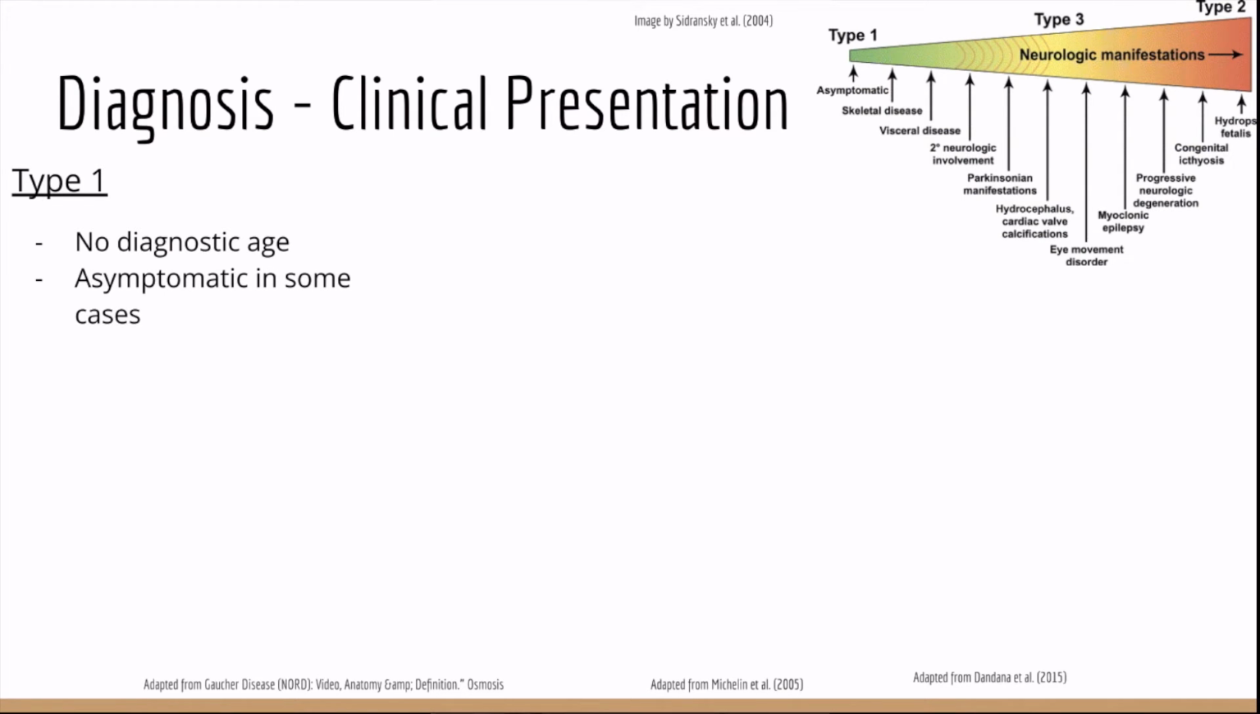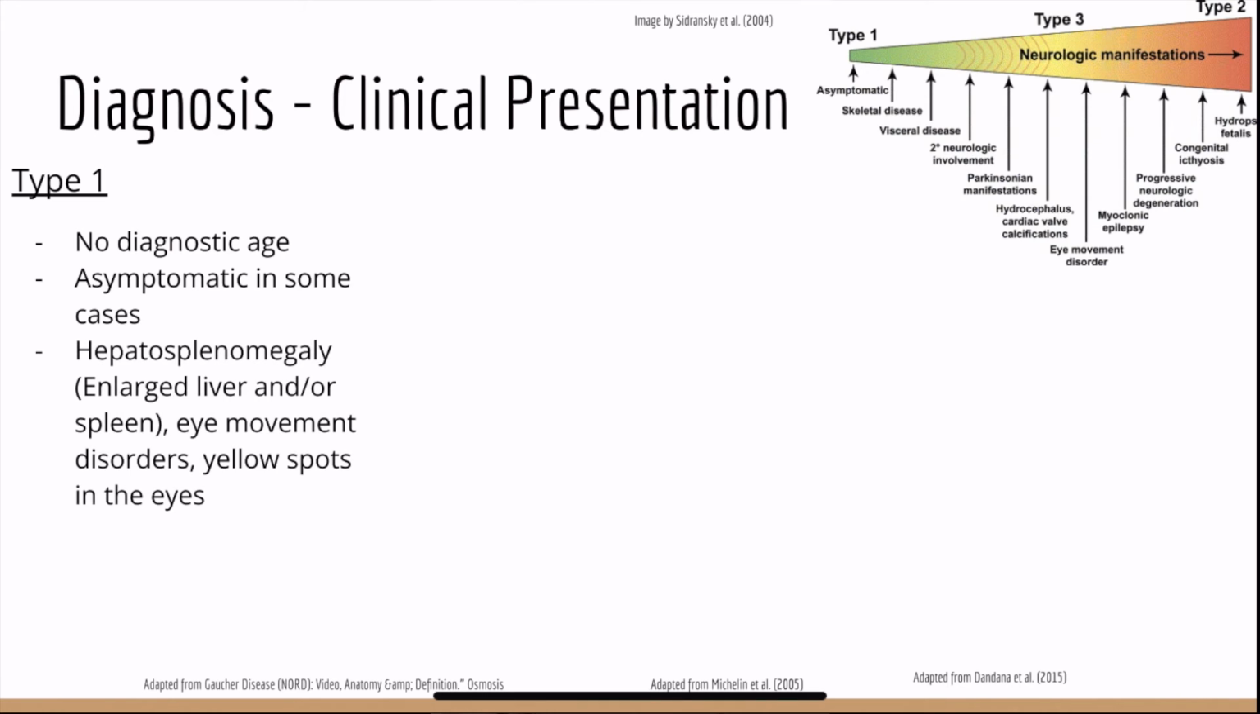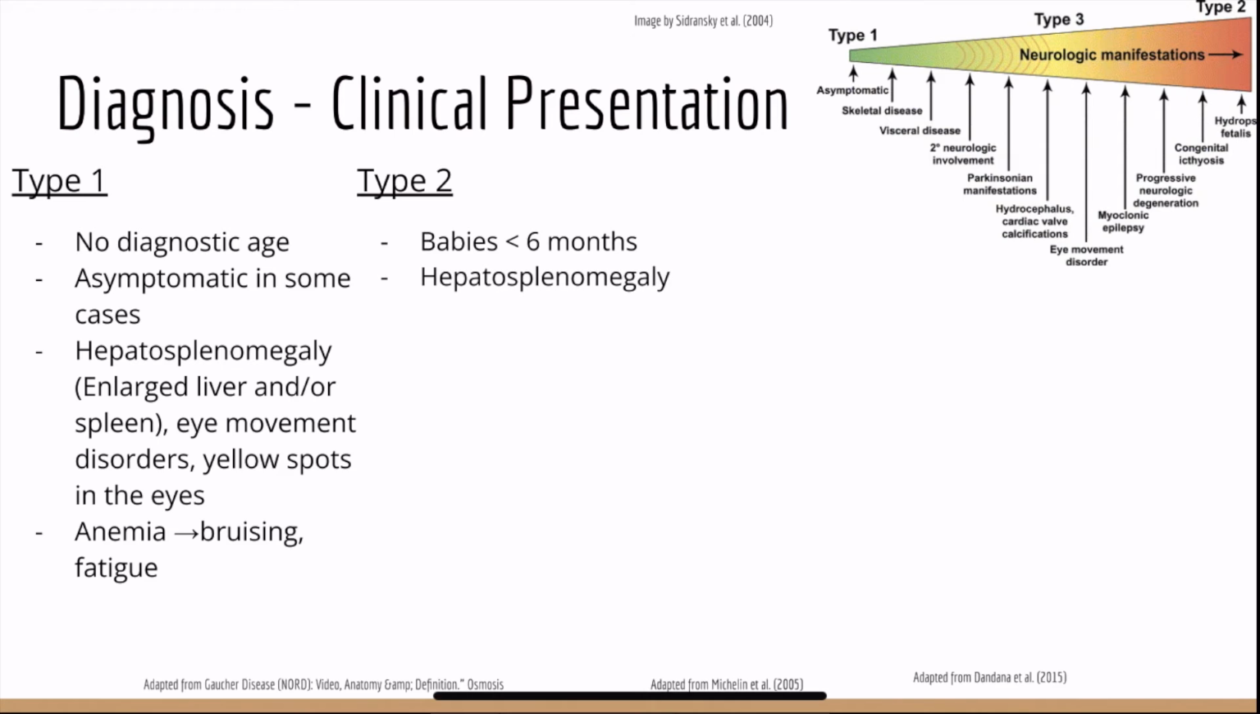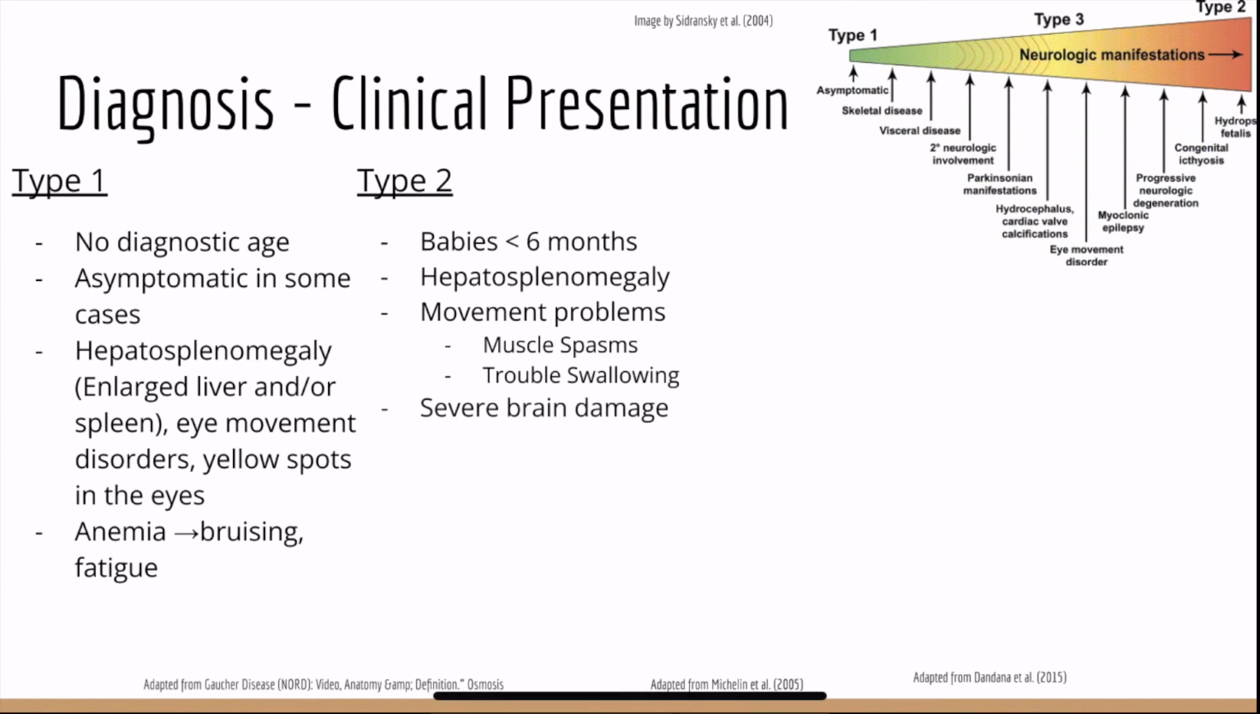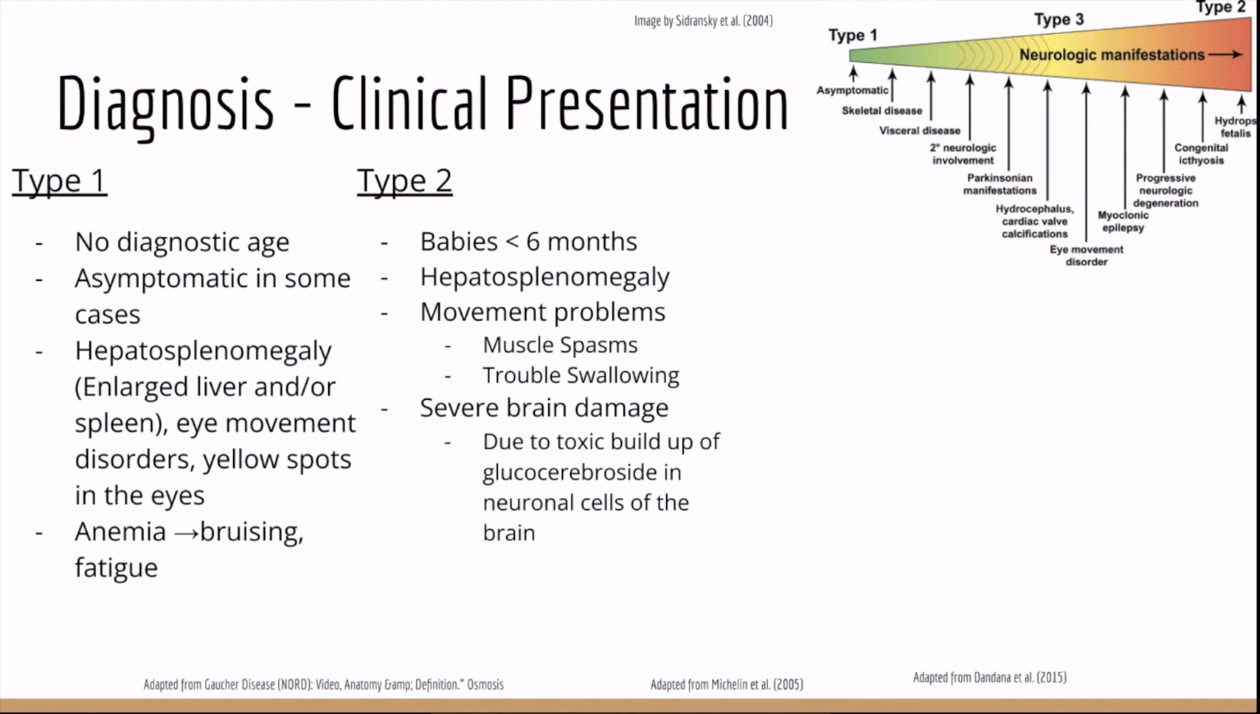However, other symptoms include hepatosplenomegaly, which is enlarged liver and/or spleen, eye movement disorders, and yellow spots in the eyes, and due to the effects on bones, anemia, which can cause bruising and fatigue. Type 2 is usually diagnosed in babies under 6 months of age and also shares the symptom hepatosplenomegaly with type 1. However, this type also includes movement problems such as muscle spasms and trouble swallowing, and usually results in severe brain damage, leading to the usual lifespan of these babies only being about 2 years of age.